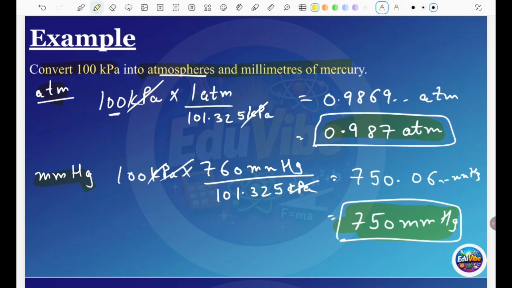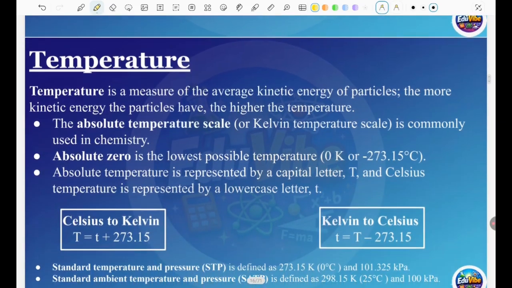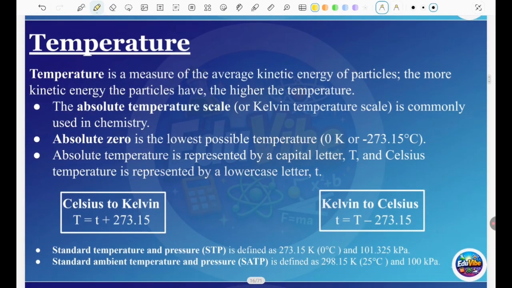And the same with temperatures. If we have two or three temperatures, they should be in the same unit. Basically, we're always doing it in Celsius or Kelvin, so you can stay in those units. Now, on to temperature.